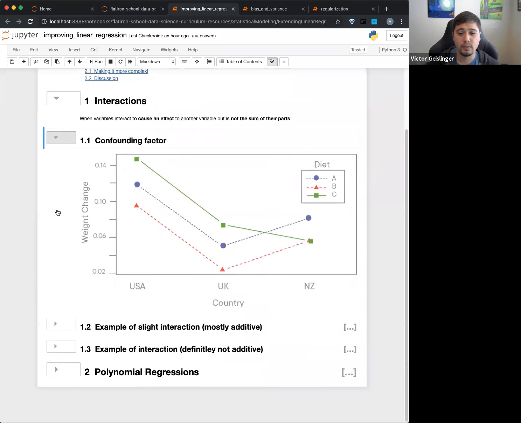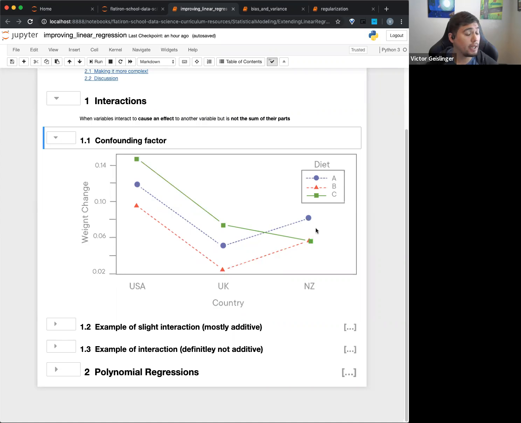This is an example shown in the curriculum, with diet and country. You can see the weight change and diets A, B, and C. For the most part, from USA to UK, diet C is better in weight change, I'm assuming weight change is what they want. So diet C is better than diet A, than diet B, and that's consistent for the USA and the UK.